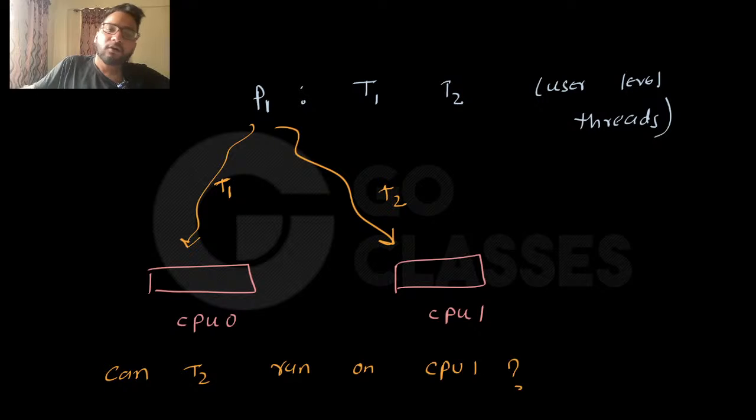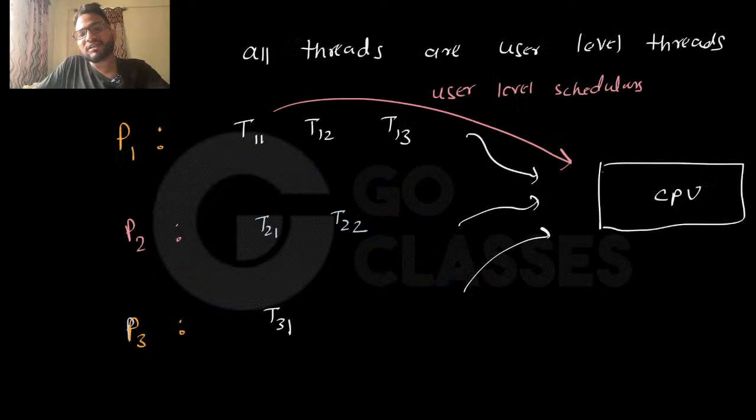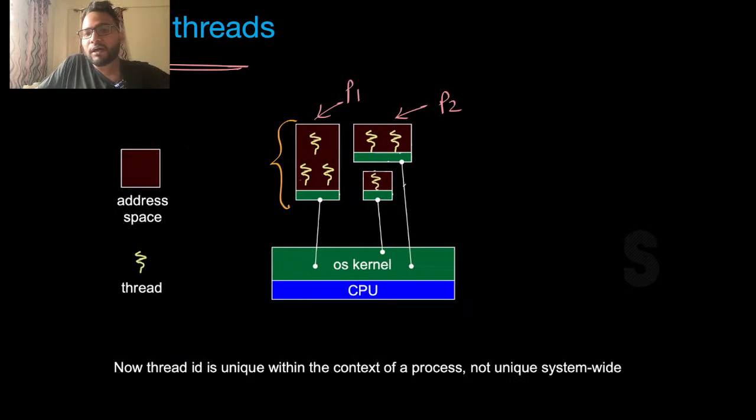Why? Because who runs this T1 on the CPU? The operating system, right? With the help of the operating system I'm running. So for this operating system, this P1 is just one process, there are no multiple threads, so the operating system cannot take advantage of these user level threads, right? I hope you are getting it. So see this diagram very carefully. Here for the operating system, this is just one process, right?